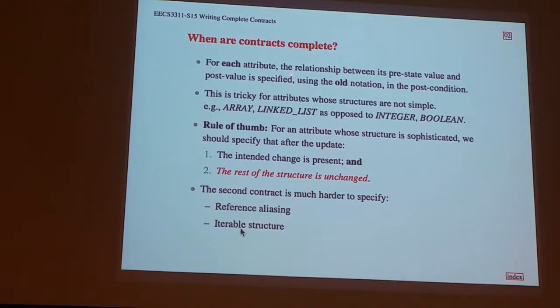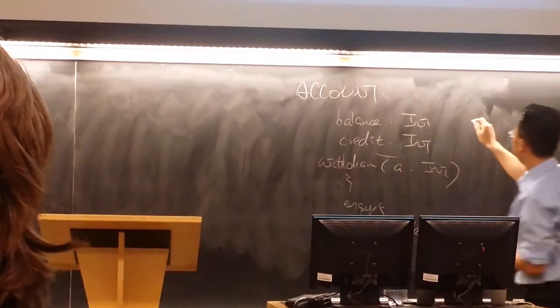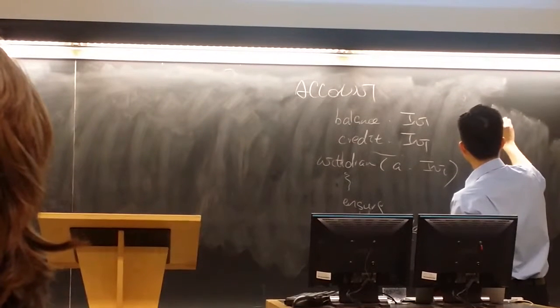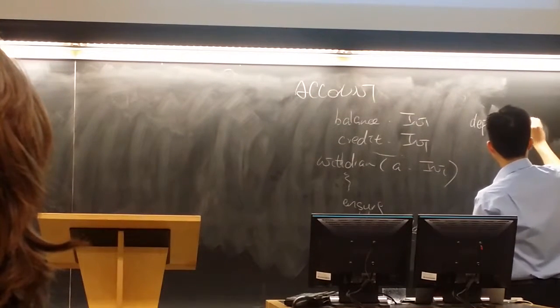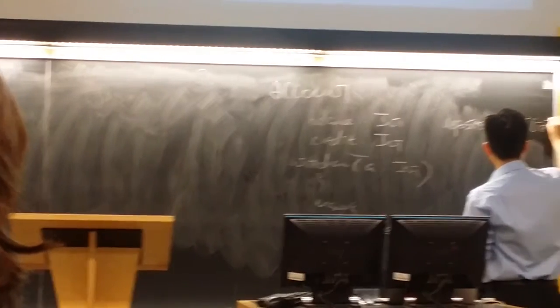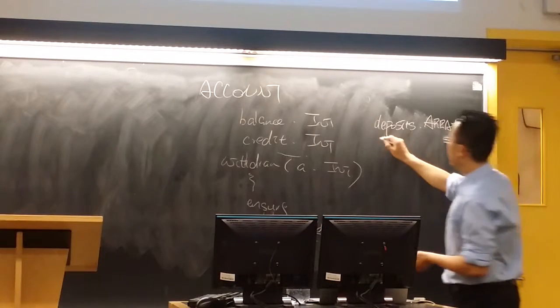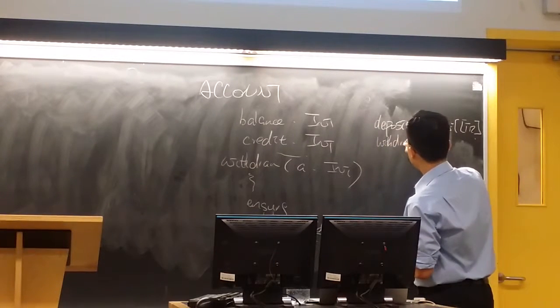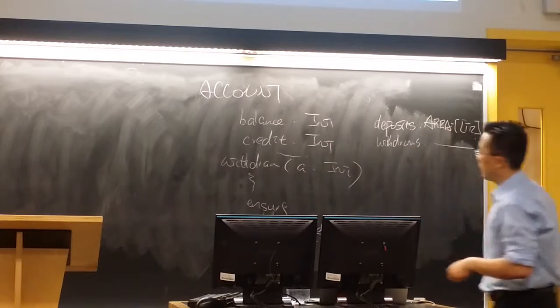However, this is very tricky. In this case it's very simple: we can simply say credits equals old credits. But what if we have attributes of some collection type? Let's say we have an array of transactions, for deposits. Remember we have deposits here, which is an array of transaction. And also we have withdrawals, an array of transaction.